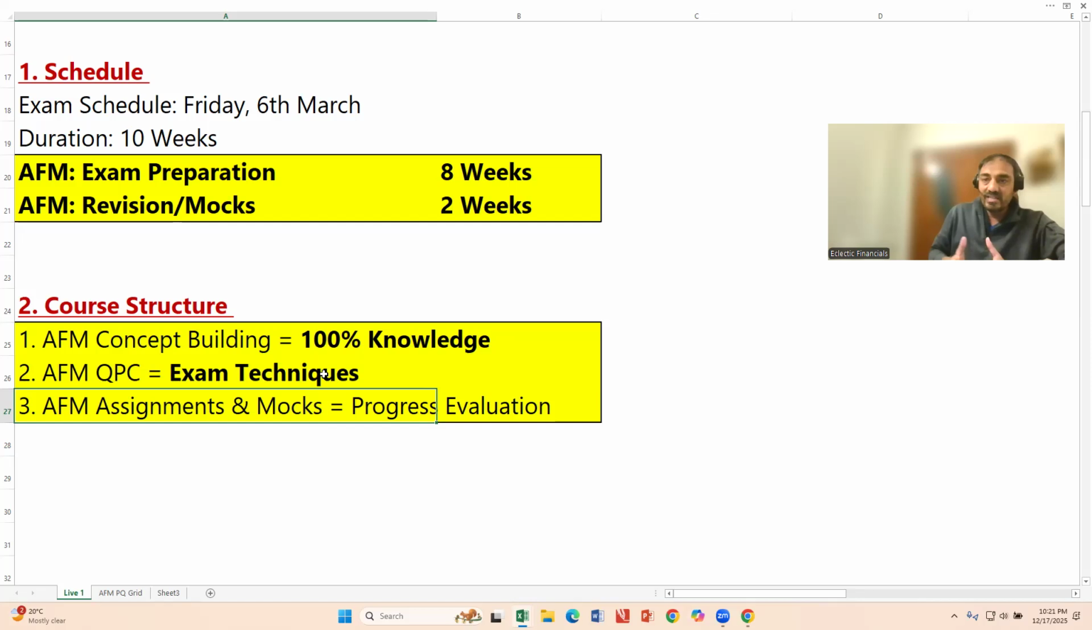So number one thing is the knowledge in the brain. Number two, craft your knowledge in a way to demonstrate the exam requirement. So both are important.